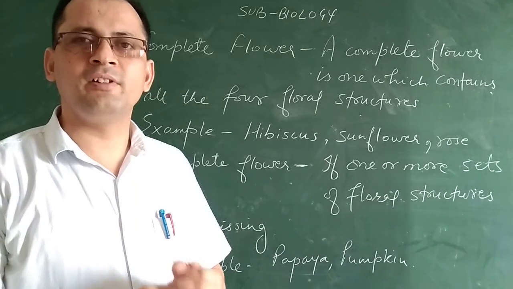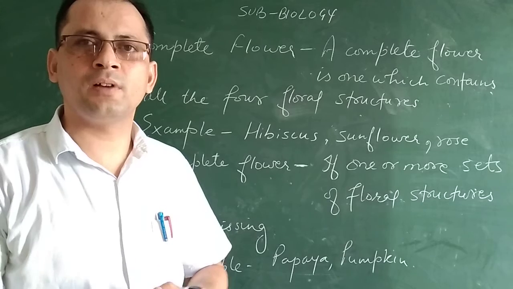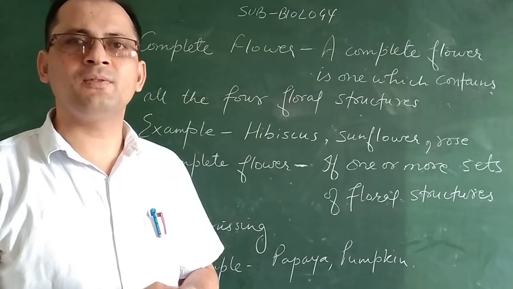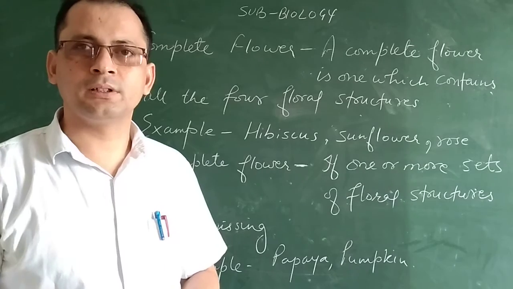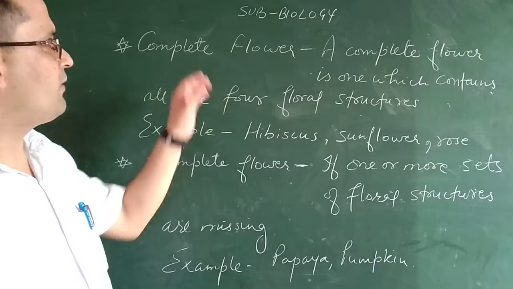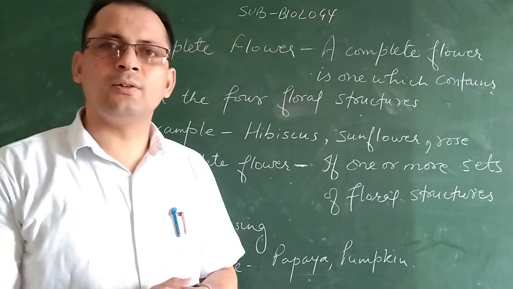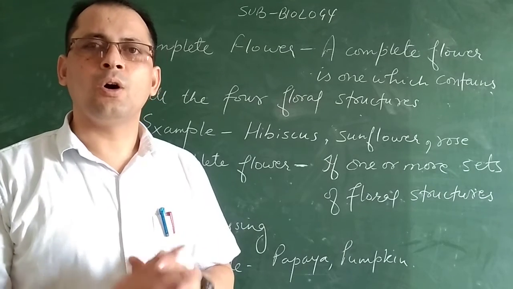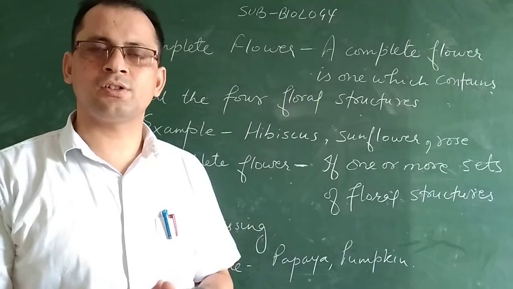As in the previous video, I told you about the structure of a flower. Now beta, basically there are two types of flowers, that is complete flowers and incomplete flowers. Now what are complete flowers? These are the flowers which have all the floral structures, means all the four floral structures.